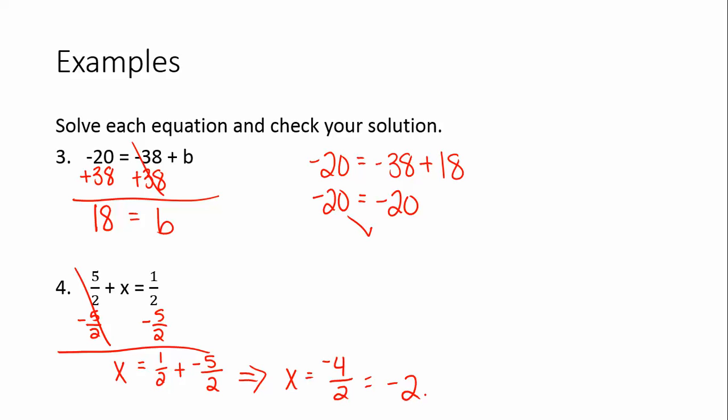If we were to plug it back in to check our answer, 5 over 2 plus a negative 4 over 2 equals 1/2. This is saying 5/2 plus a negative 4/2, so we're actually subtracting. We get 1/2 equals 1/2. So we know that our answer of negative 2 is correct.